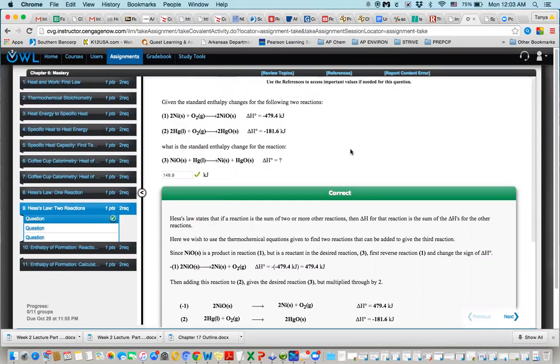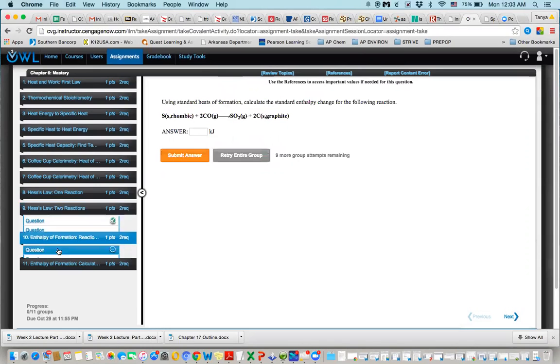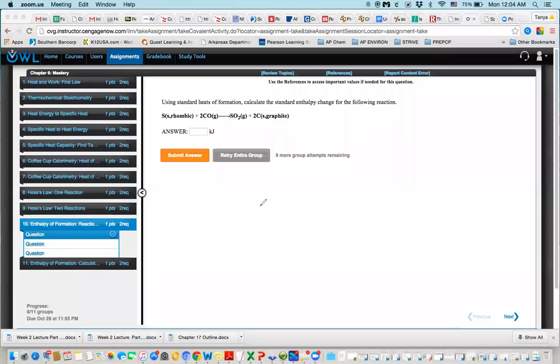Okay, let's look at number 10 and see what they're asking you to do. Using standard heats of formation, calculate the enthalpy change for the following reaction. Now, we had not yet gotten to one of these in class, but hopefully you read about it, and it's also in your lecture guide of how you would do an equation like this.